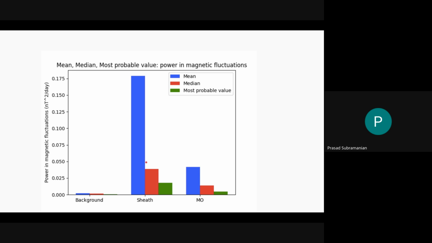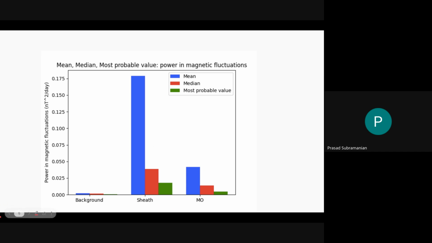Okay, so what's this telling you? Concentrate only on the blue bars, which represent the mean. The mean of the power in the magnetic fluctuations in the sheet clearly overpowers what's there in the background and is larger than that in the MO. MO refers to magnetic obstacle. For the purposes of this talk, you can simply think of it as the interior of the CME. Clearly, the blue bar in the sheet is way taller than that in the background, and also that in the interior of the CME. Same for the median, same for the most probable values. It's just that the contrast for the mean is largest.